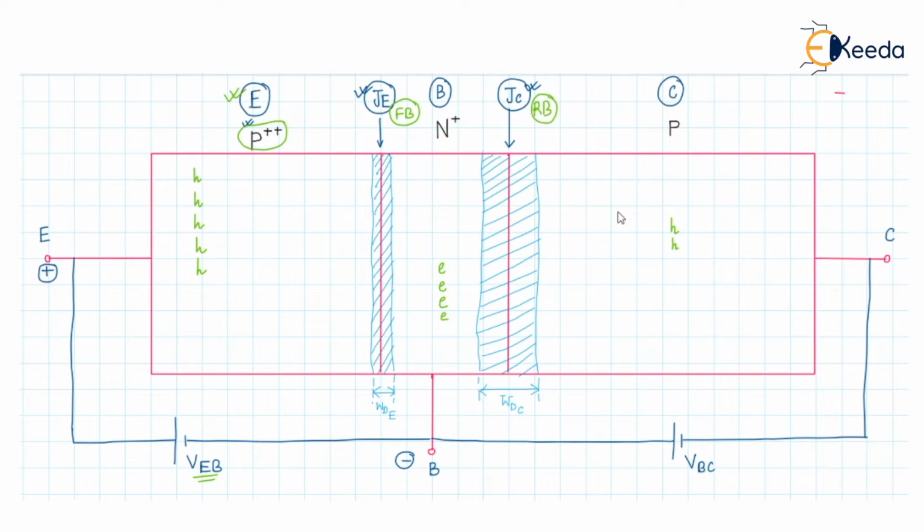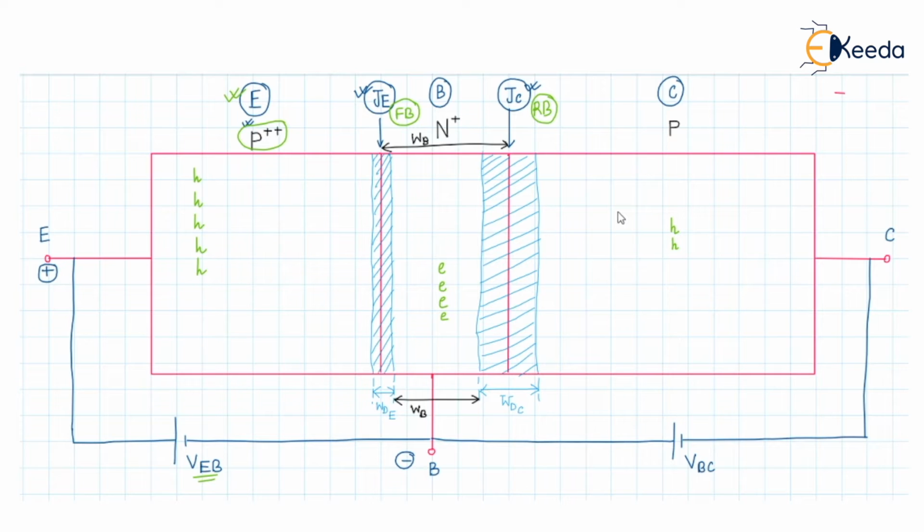Previously the depletion layer was thin, but when we apply the potential at the JE junction and the JC junction, the metallurgical base width, which was looking like this, has now been reduced to this extent. That is, this is the effective base width.